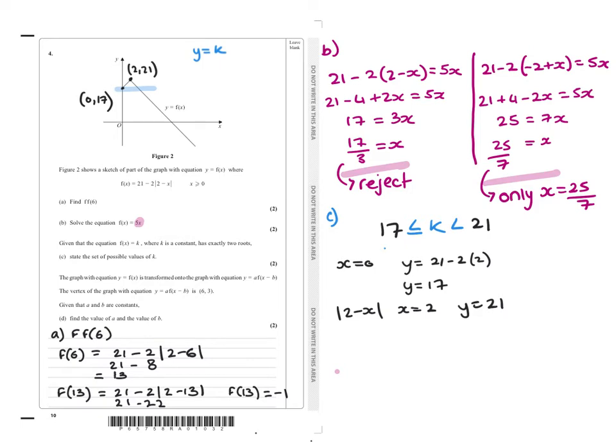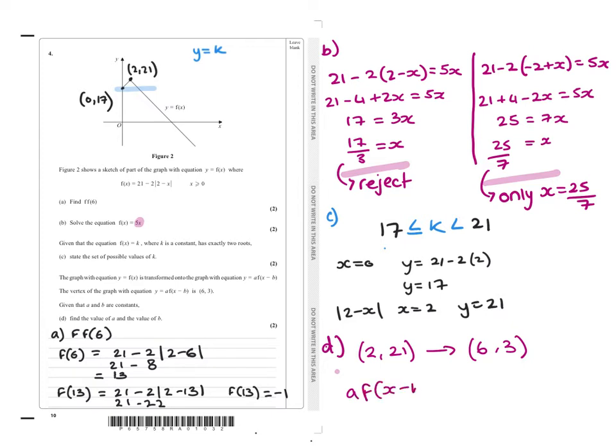Okay, part D. The graph of the equation y equals f of x is transformed onto the graph of the equation y equals af of x minus b. The vertex of the graph of the equation y equals af of x minus b is (6, 3). Given that a and b are constants, find the value of a and the value of b. Okay, so we've had a transformation on the graph. The vertex is (6, 3), and it was (2, 21). So (2, 21), and we've gone to (6, 3).